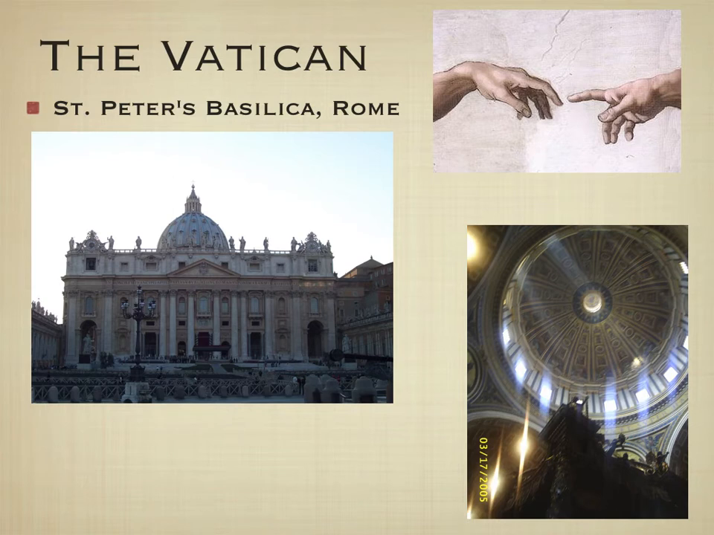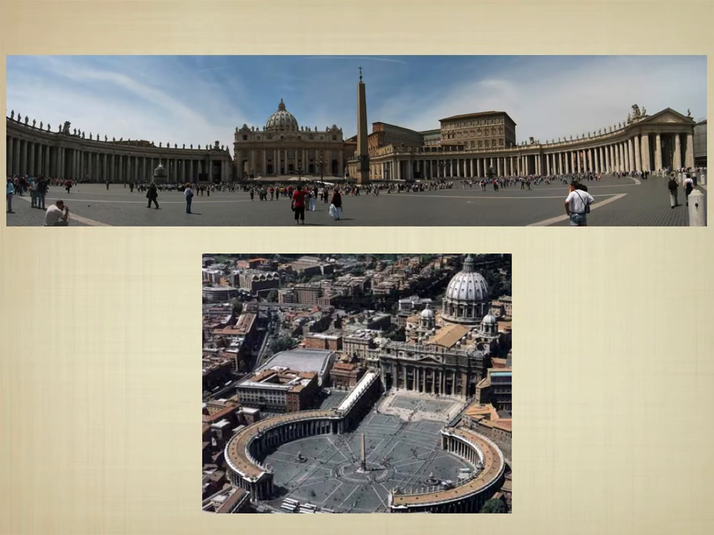And this is what you can see here. This is St. Peter's Basilica, and you can see on the inside that's the interior of the dome. And then this is St. Peter's Basilica, and this is the courtyard.